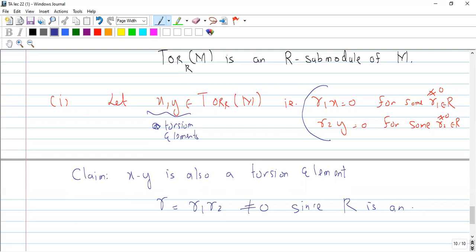So we can select r1 r2 as the required element, and it would be non-zero because we need to construct a non-zero element to show that x minus y is a Torsion element. So that's why, if we want to construct an element, we need to make sure that that non-zero element should not equal to 0 in R. So since R is an integral domain, तो यहाँ पे जो इंटीग्रल डोमेन का जो assumption है ना वो यूज होगा.